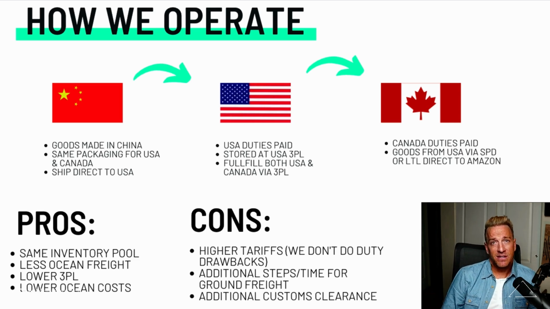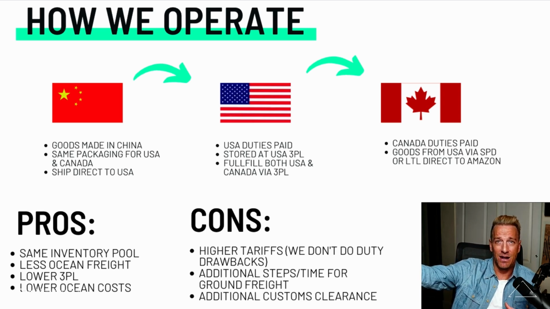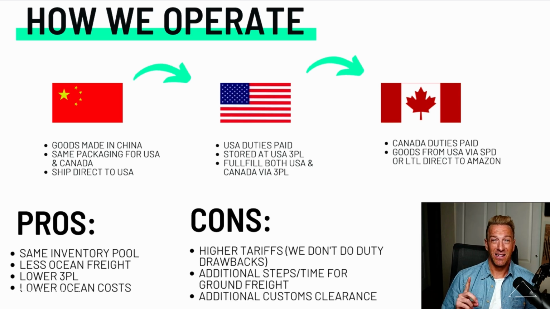So the pros of this are it's the same inventory pool. So when I'm managing inventory, it's a single warehouse. It's not one in Canada, one here, which is good because sometimes you may need goods in the US, but if you have a whack load of inventory in Canada that's waiting to get sold, it's hard to ship that back into the US. So it's the same pool of inventory that simplifies things, less ocean freight costs, lower 3PL costs for sure, and then lower ocean.